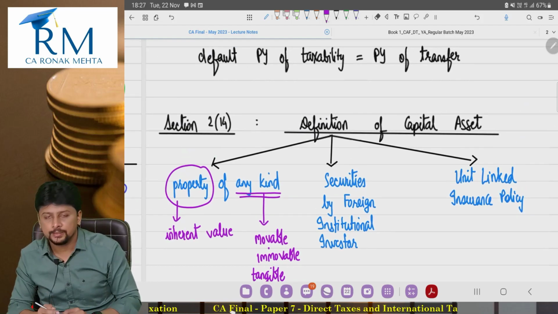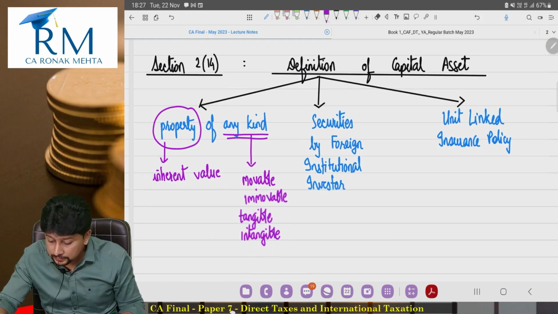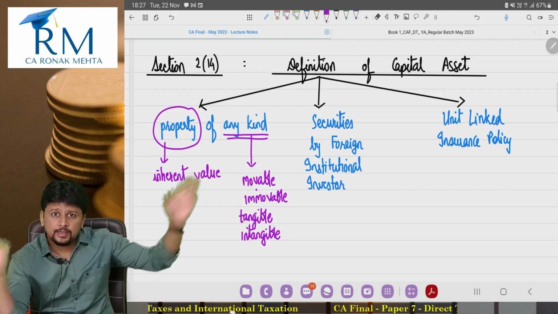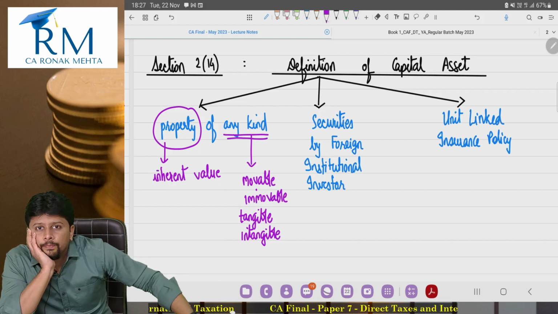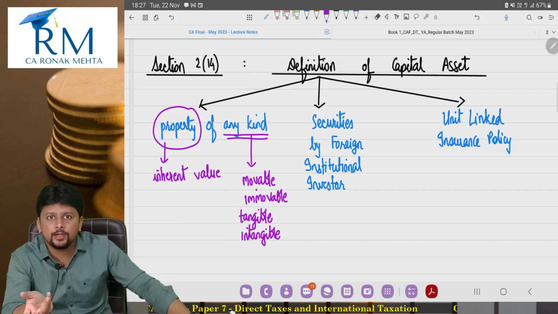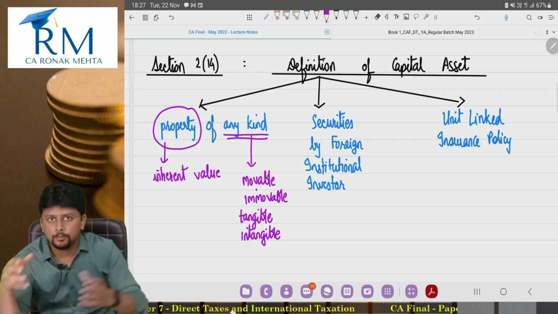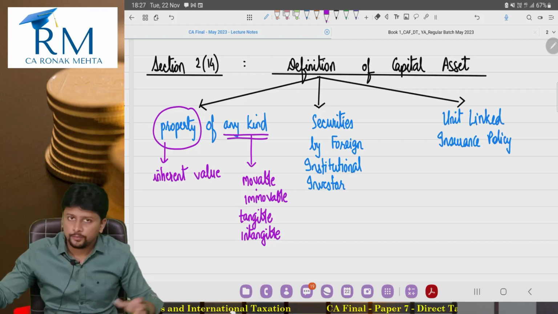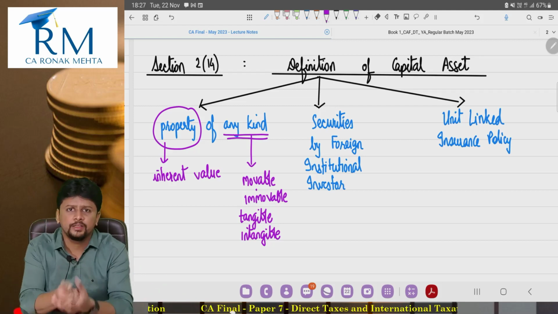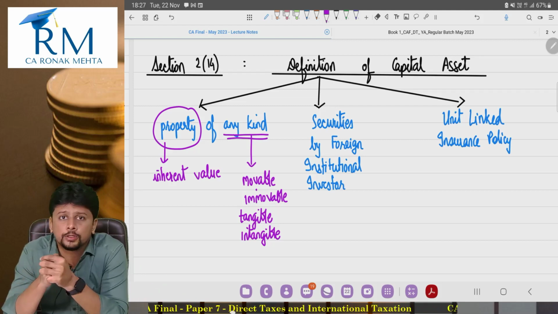it's a capital asset. Now this part of the definition is so vague that practically everything under the sky is a capital asset. Anything that you can imagine as an example has inherent value. Everything, a computer, a motor car, a plot of land, shares, this shirt, this watch, mobile phone, everything has inherent value. Nothing comes free of cost.